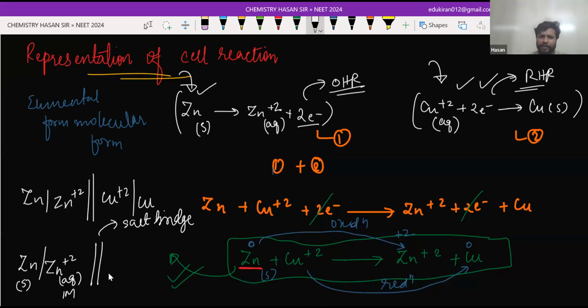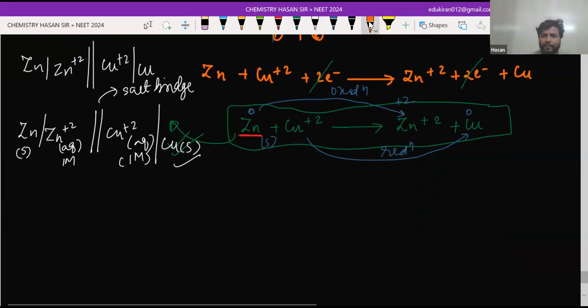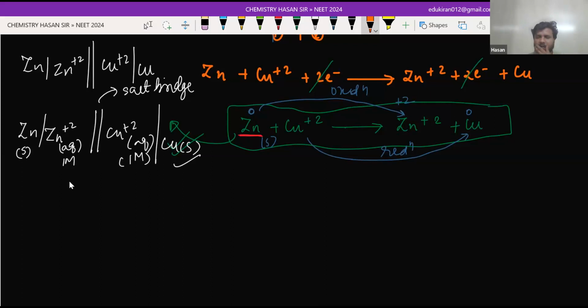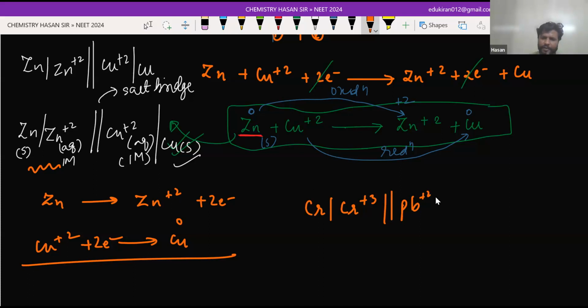Then go for the reduction, from Cu plus 2 aqueous. If the concentration is given, you can write it, then slash Cu solid. Is that clear, both of you? Yes, sir. In the same way, you can write the reaction from the representation. Zn is oxidizing, going into Zn plus 2 with 2 electrons, and Cu plus 2 goes into Cu by gaining electrons. When the electrons are equal, they cancel and you get your answer. So I want you to write the cell reaction for this.